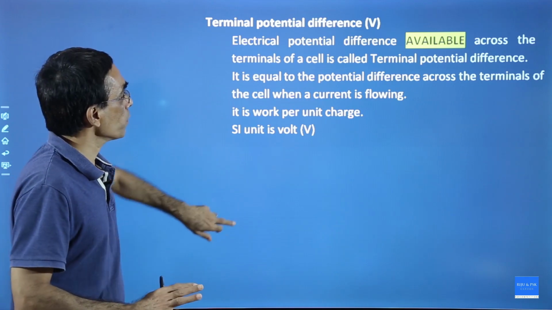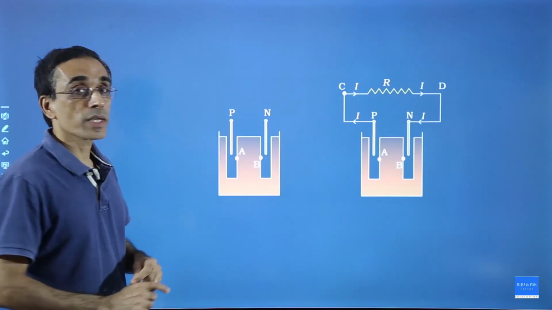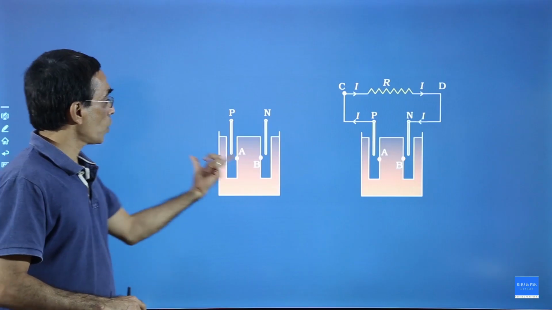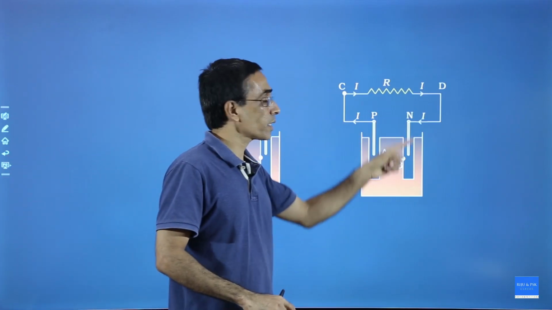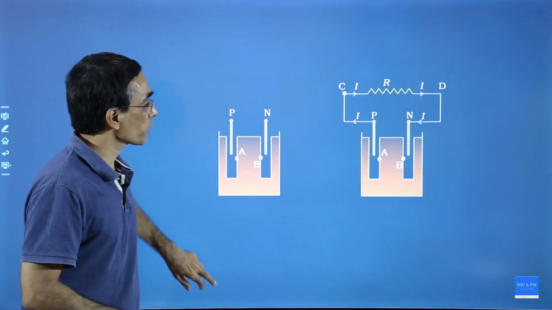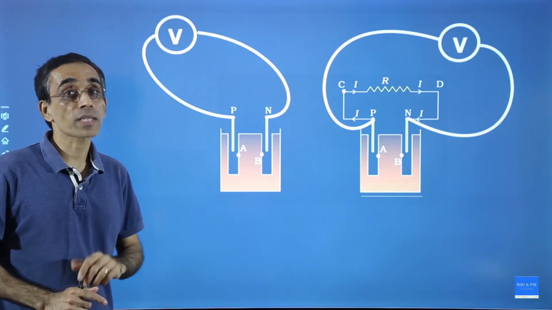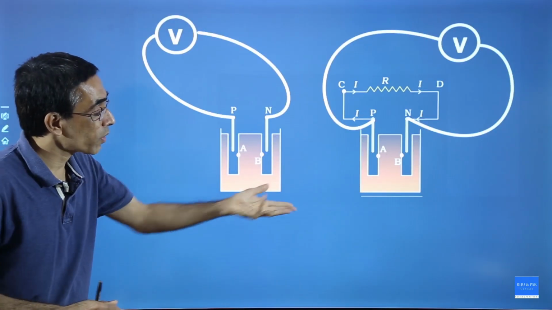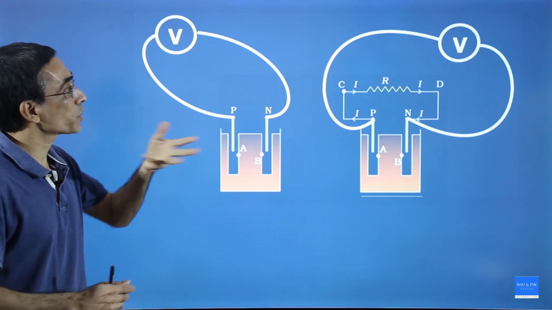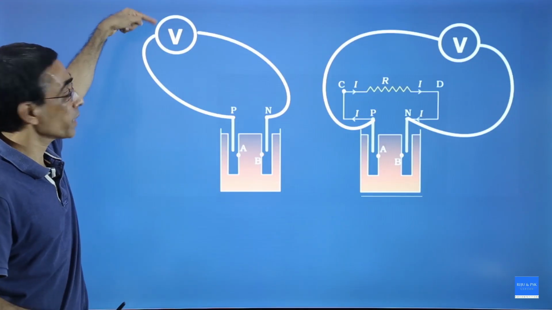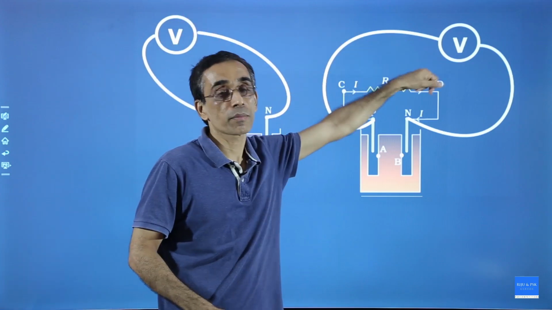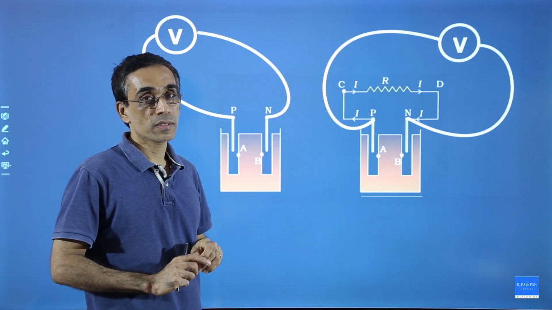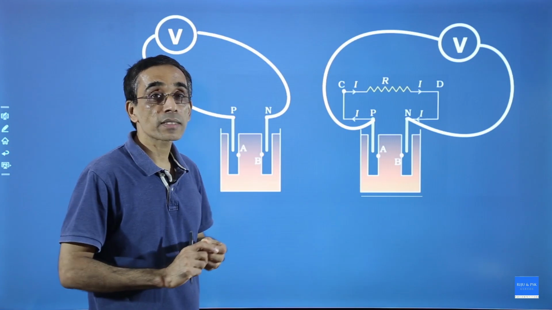Now, coming back to the circuit again after the definitions. Open circuit, the voltage is called EMF. Close the circuit, that voltage is called terminal voltage. So, which one will show EMF, which will show terminal voltage? This voltmeter will show EMF of the cell and this will show the terminal voltage. I think this idea is clear.